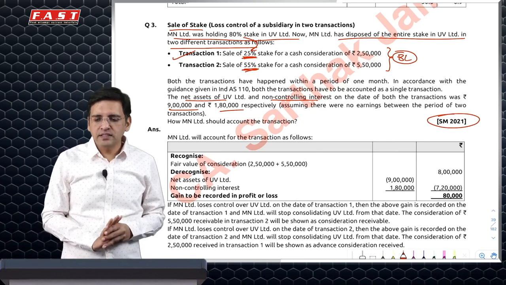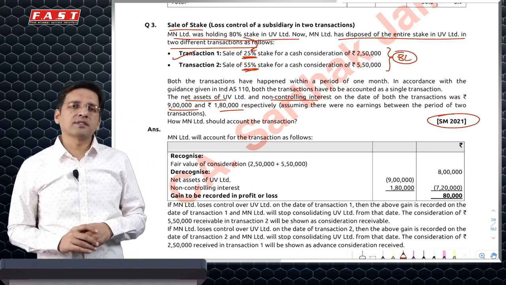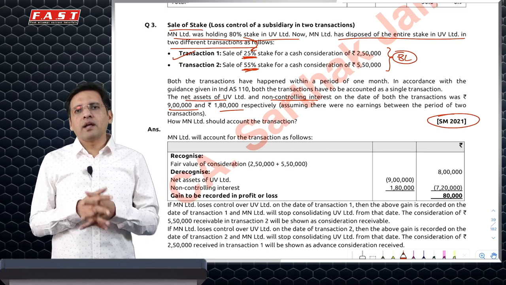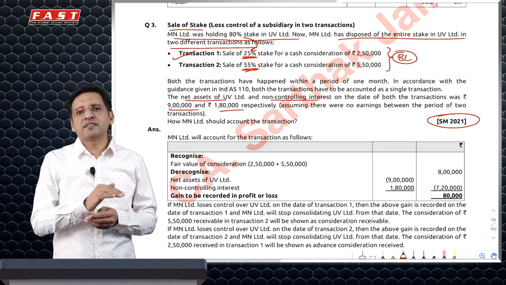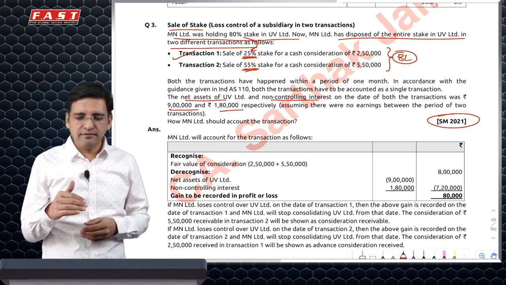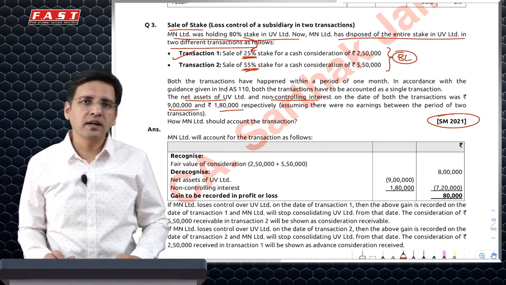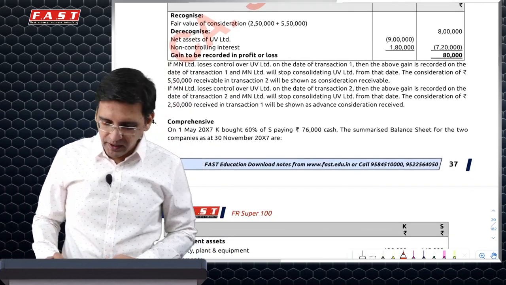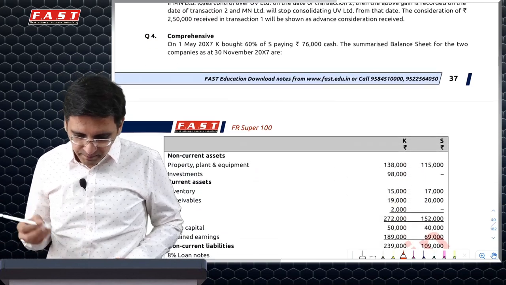However, in the first transaction, if the control was not lost and it was lost in the second one, but it was all planned together, then first 250 would be treated as advance and then you will say I have received another 550, 250 advance will be transferred and gain would be recognized. So that is something which has been explained.